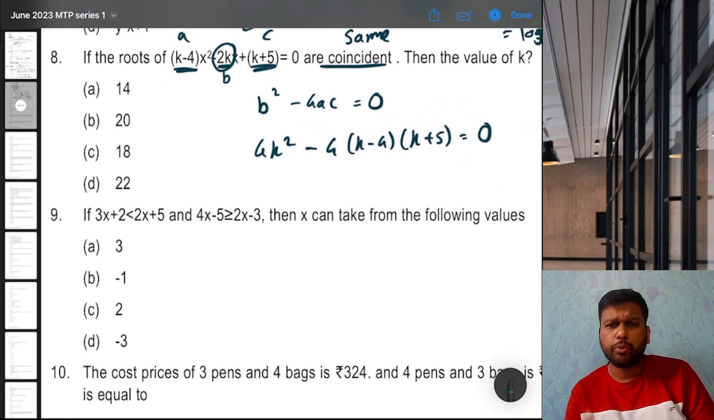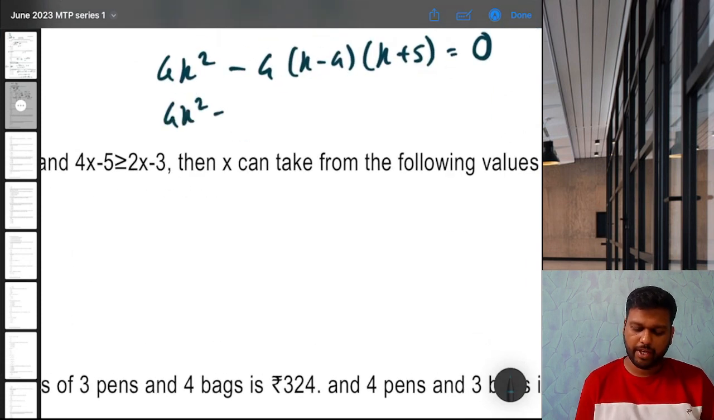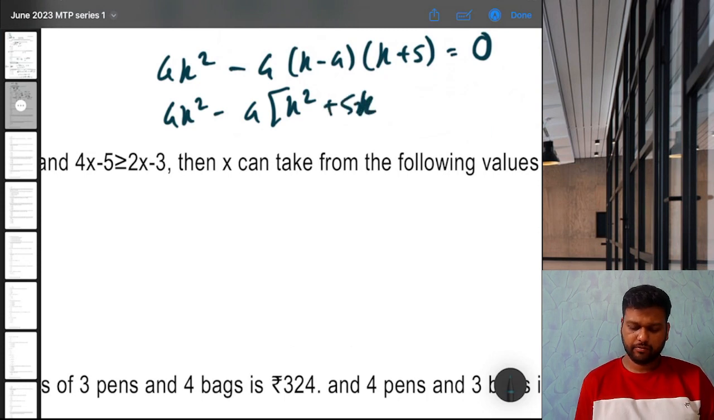Okay, yes. So how to solve the equation is up to you. You can put the values or you can just solve it. 4k square minus 4 into this will be k square plus 5k minus 4k minus 20 is equal to 0.